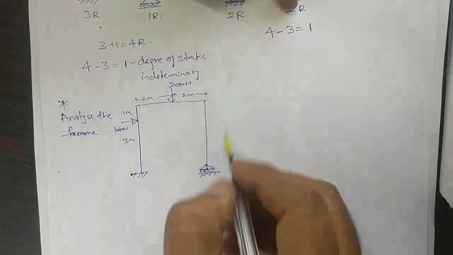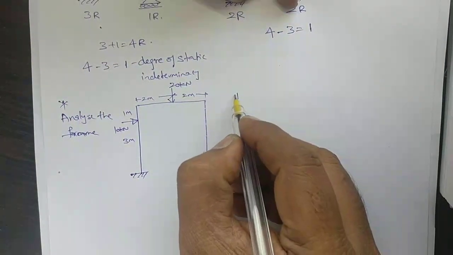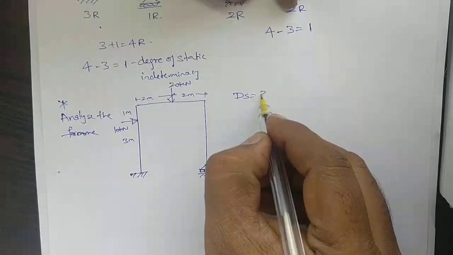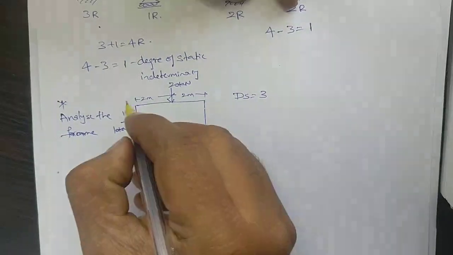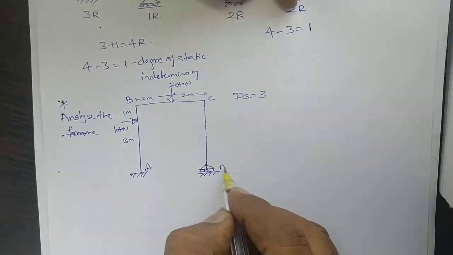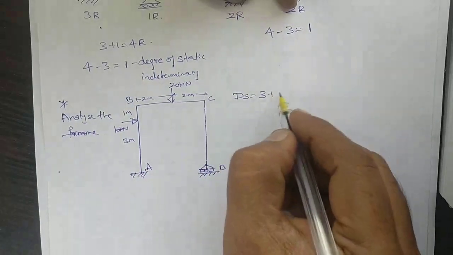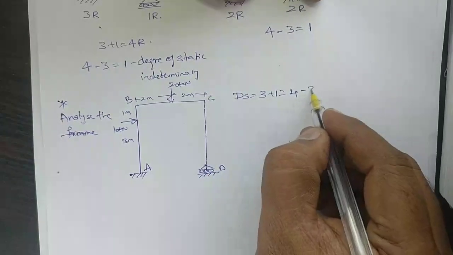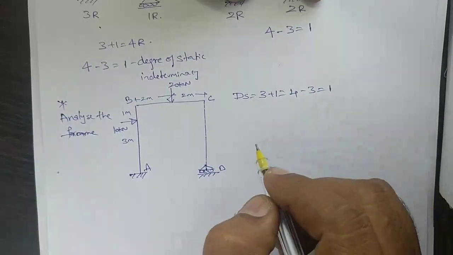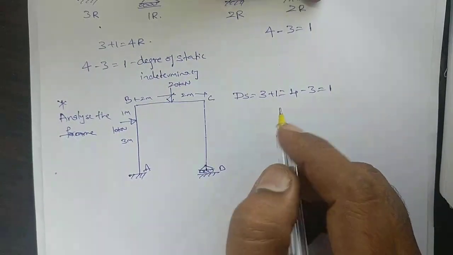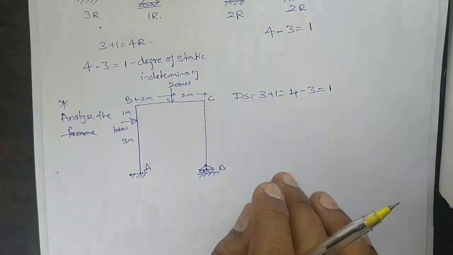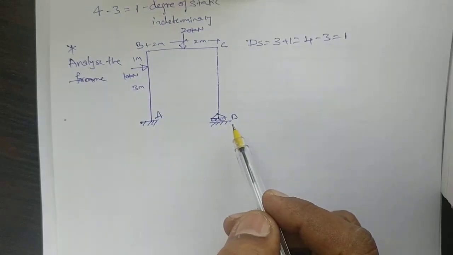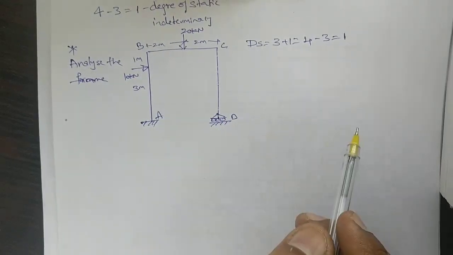Now we have to do the analysis. First we will find the degree of static indeterminacy. ds is equal to total reactions: 3, this is A, B, 3 plus roller support 1. So we have 4, and 4 minus 3 will become 1. ds is 1, the degree of indeterminacy. So how to solve this problem? First, we have 4 reactions, so we have to remove 1 reaction.